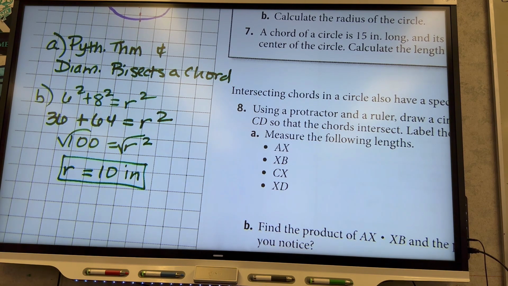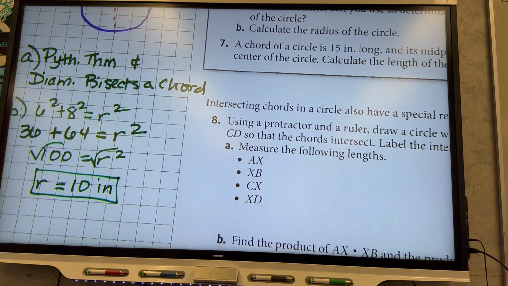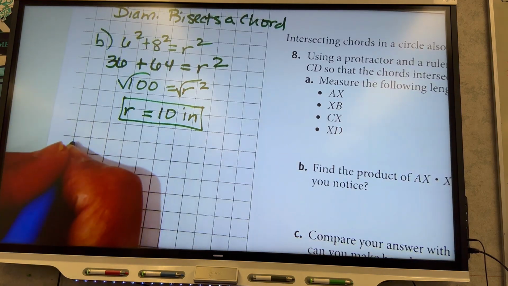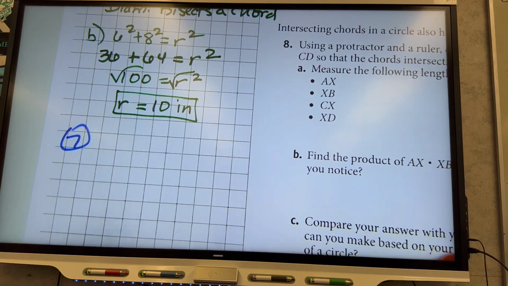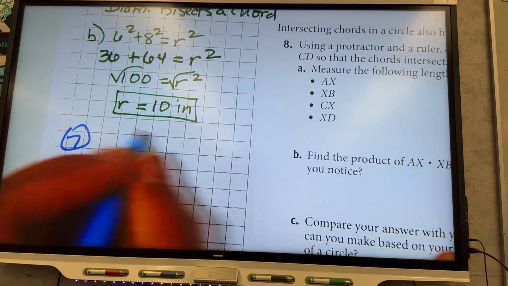Let's also do number 7. Number 7 says a chord of a circle is 15 inches long. And then stop. What do you think I'm going to make you do now? Draw a circle, right? We got to draw a picture. Guys, the first several problems on your homework, you're going to need to be drawing circles. You're going to be drawing a lot of circles tonight. So we need a circle.